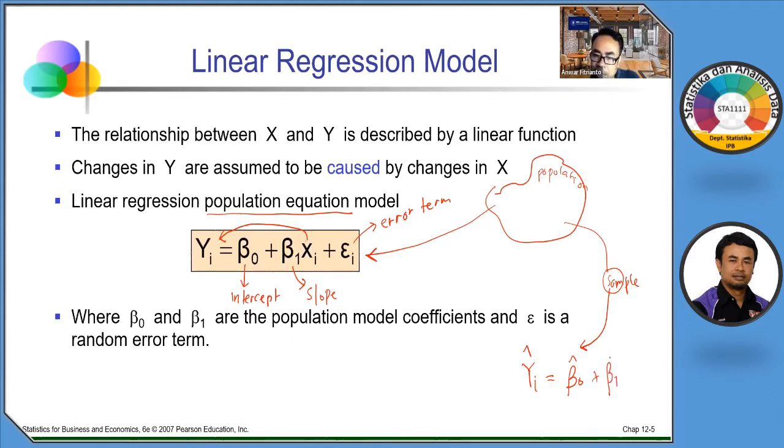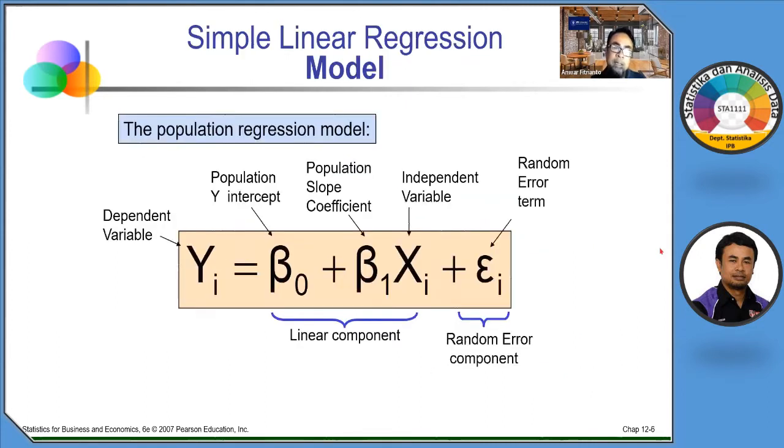Beta 1 hat is something that we want to estimate later based on the data we have, times xi, right? So this is what we call the model in the sample size. Later we will see in practice. Again, this one is the intercept, this one is the slope, this one is the independent variable, this one is the dependent variable, and this one is the random error.